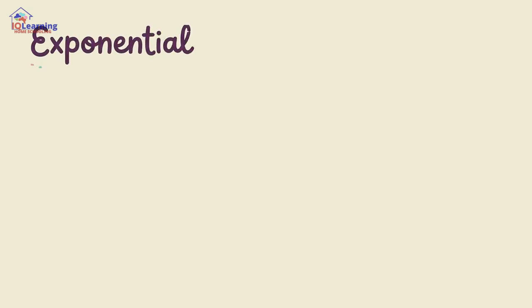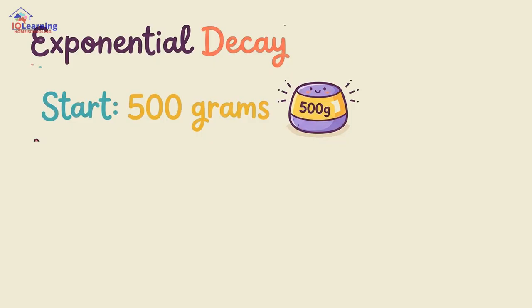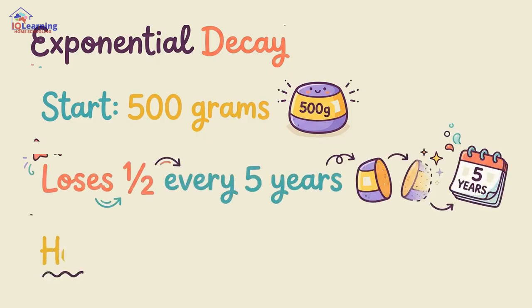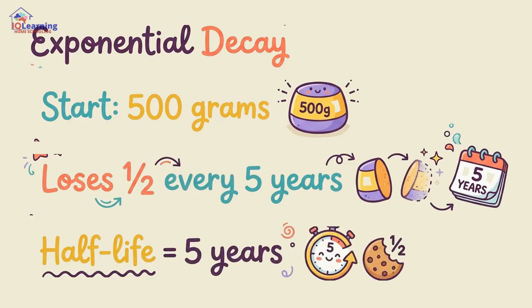Exponential decay happens when something keeps shrinking by the same percentage over equal time periods. In this problem, a radioactive substance starts with 500 grams and loses half its mass every 5 years. That every 5 years part is called the half-life.